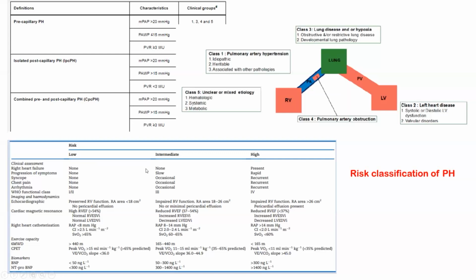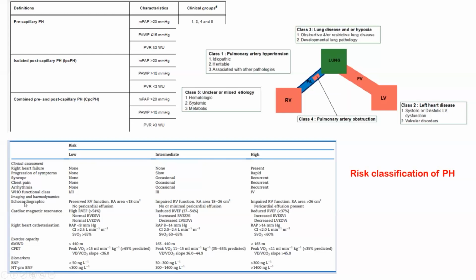Whereas patients who still do not have right heart failure, but syncope, chest pain, and arrhythmias are present occasionally, and there is some restriction of activity, then it is called intermediate. Whereas in the high risk group, the patient in fact has right heart failure, he will have very rapid progression of symptoms, and he is experiencing syncope, chest pain, arrhythmias, and his day-to-day activity is very much limited, then it is a high risk patient.